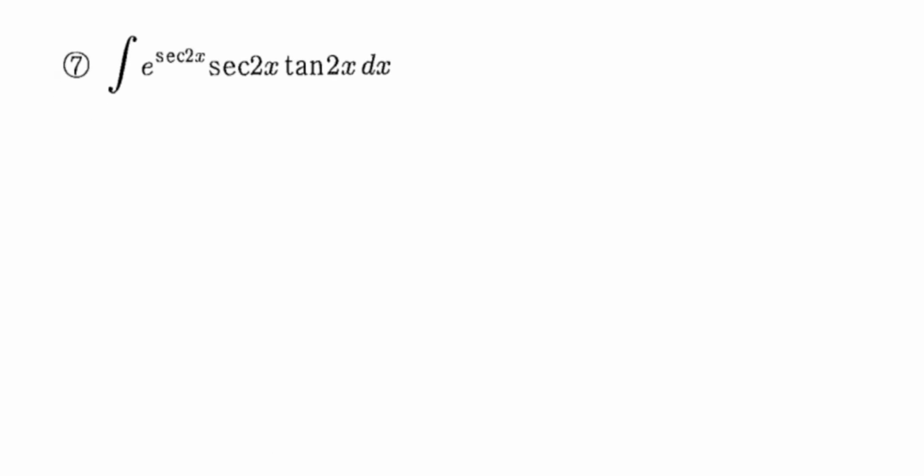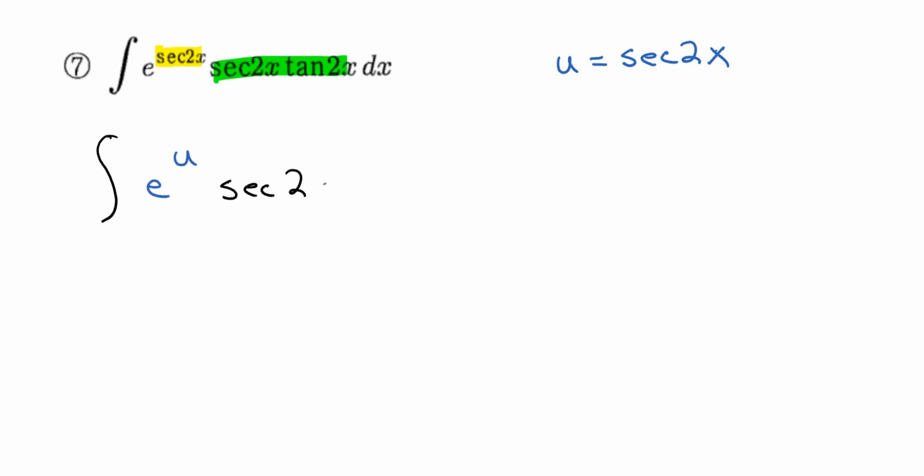Let's move on to question number 7 here. And I have a bunch of things going on over here, and I'm going to highlight these things right here. And I will go ahead and allow u to be equal to secant 2x, which is the power on the e. So if I rewrite my original question here, I have the integral sign, and then e to the power of u times secant 2x times tan 2x, and then dx.